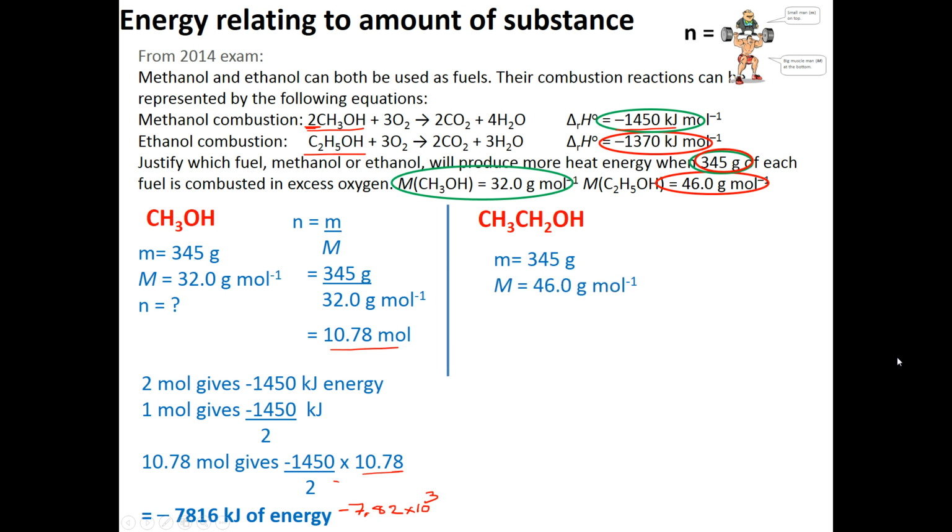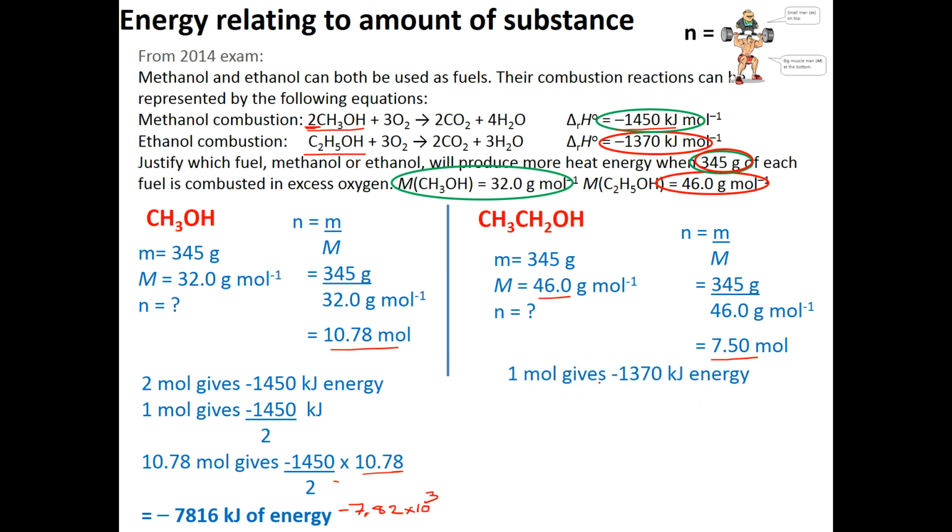Let's look at the ethanol. So again, list your values, work it out, and you should see that you've got fewer moles because your molar mass is heavier. Now, look at the equation. If there's no number there, it's a 1. So 1 mole releases 1370. So for 7.5, you just multiply it by 7.5. And again, to 3 significant figures, you can round this off to 1.03 times 10 to the 4 kilojoules of energy.